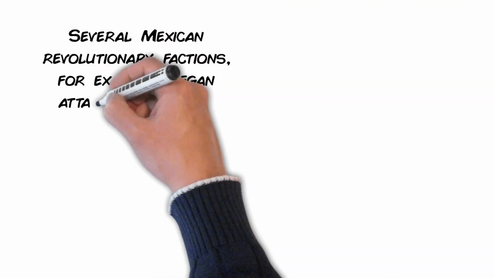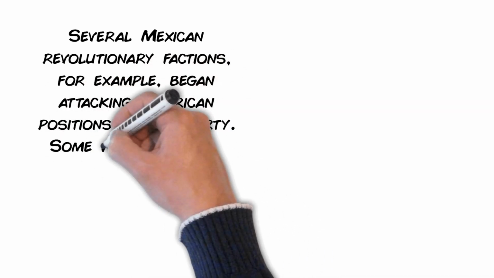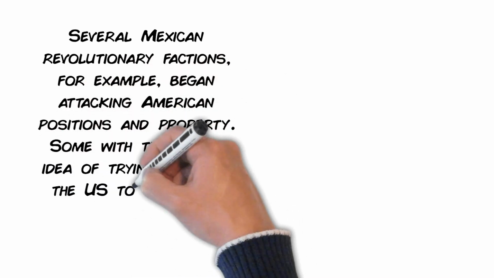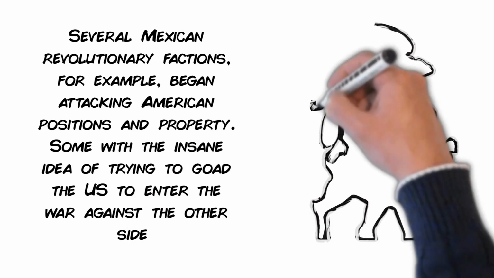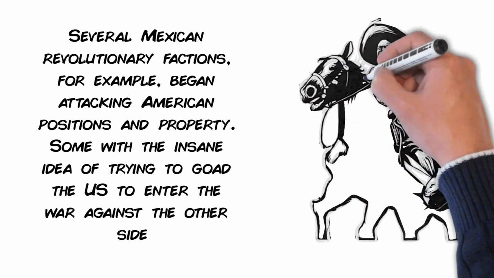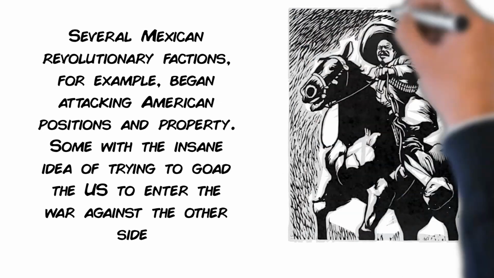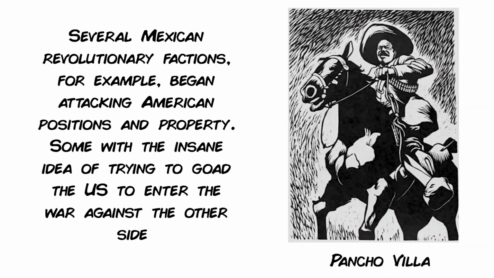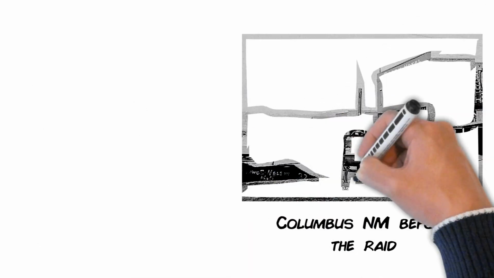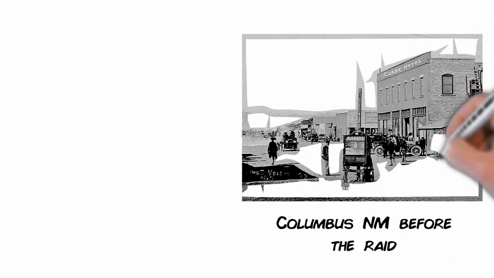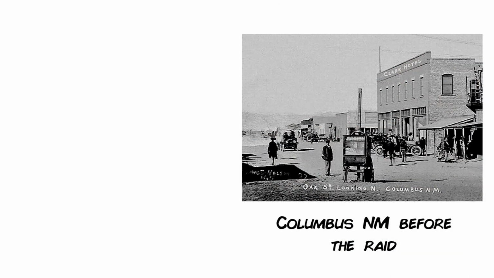Several Mexican revolutionary factions, for example, began attacking American positions and property, some with the insane idea of trying to goad the U.S. to enter the war against the other side, and others for more mundane reasons like revenge. The most famous was Pancho Villa's March 9, 1916 raid on Columbus, New Mexico. On that day, Villa's forces burned half the town and killed 8 American soldiers, part of a military garrison there.